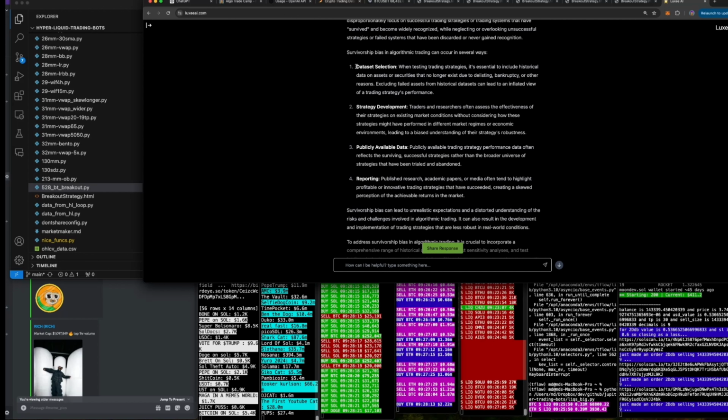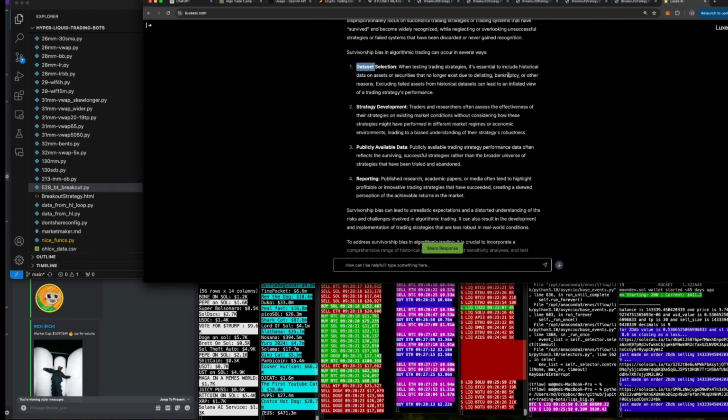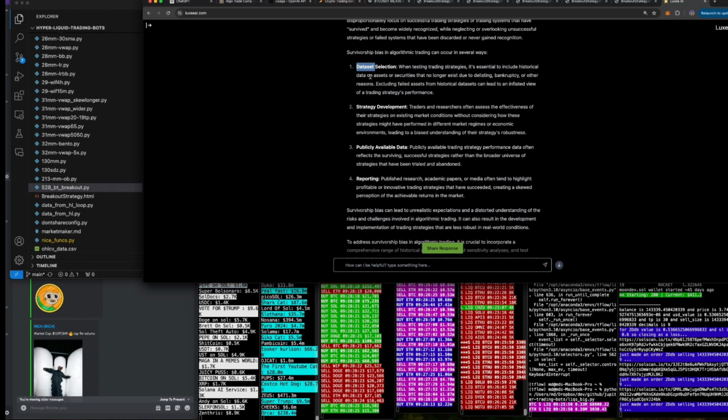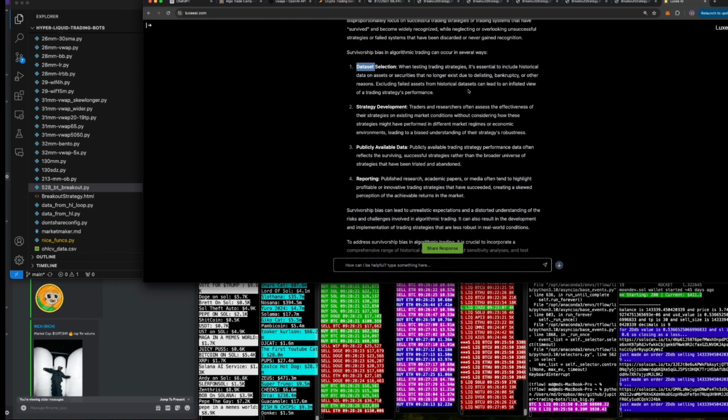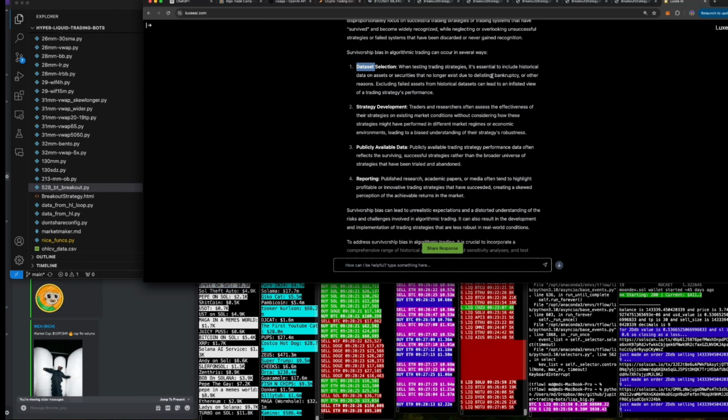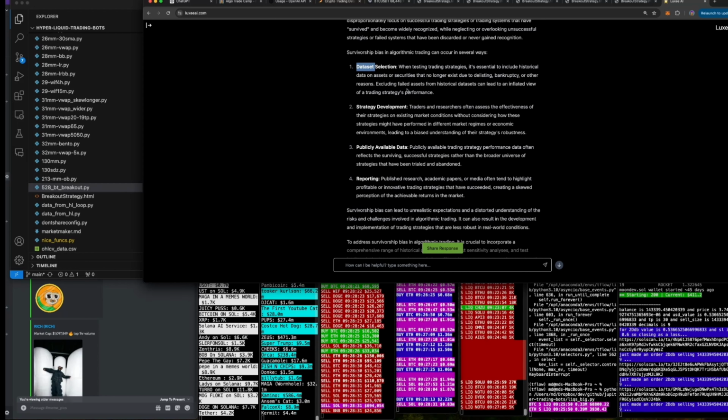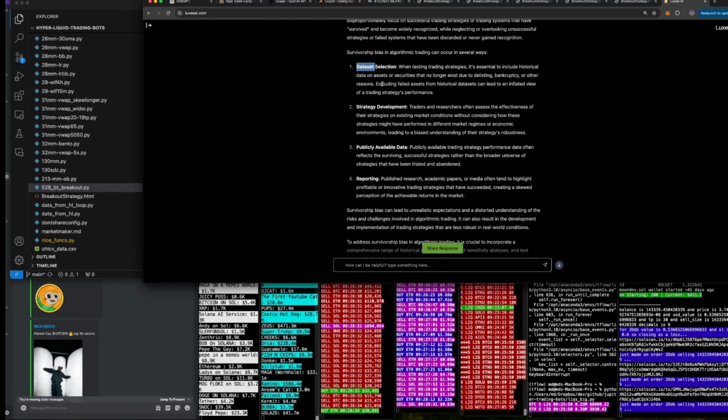So, data selection: when testing trading strategies, it's essential to include historical data on assets or securities that no longer exist due to delisting, bankruptcy, or other reasons, rather than excluding failed assets from historical data sets.